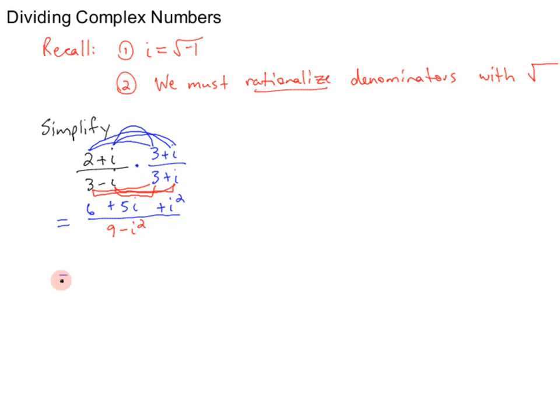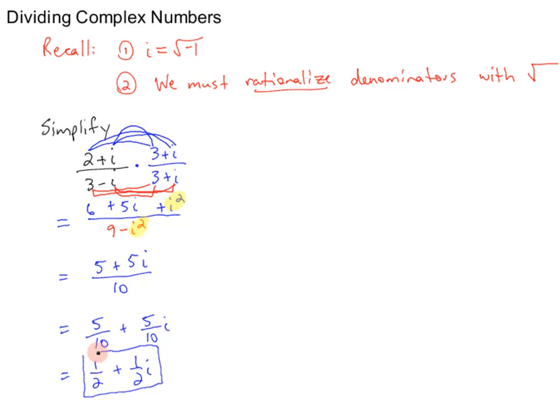So what we end up with is I need to replace all my i squareds with -1. And so we have 6 plus this -1, that's 5, plus 5i, over 9 minus -1, which is 9 plus 1, which is 10. Now I need to split this into my real and imaginary pieces, so it's going to be 5/10 plus 5/10 i, right? Put each of the 5's over the 10 and the i out to the side, and then reduce your fractions.